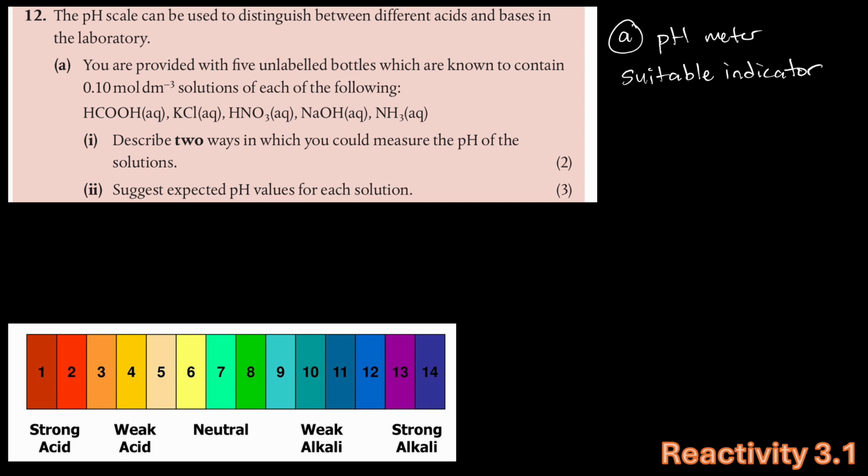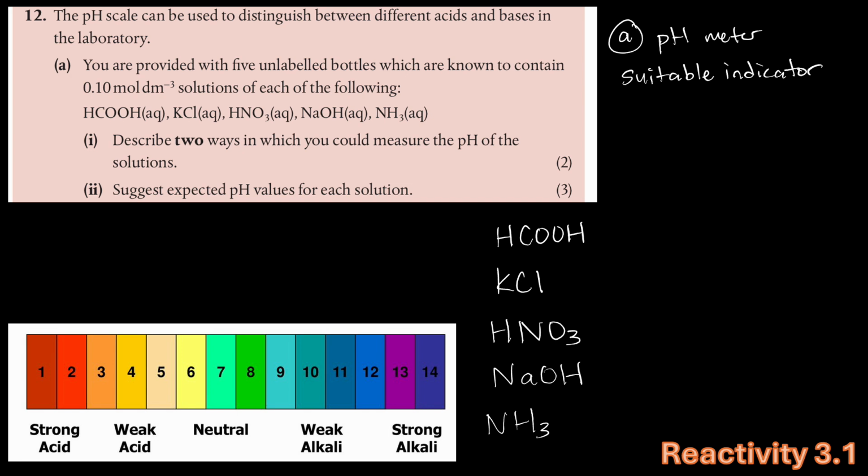Now the next part says suggest expected pH values for each solution. Now this is where memorizing those strong acids and strong bases comes into consideration, because if you know it's a strong acid, then okay, we know it's going to be between 1 and 2 of a pH. If it's not a strong acid, then we can assume that it's a weak acid. Same with bases. If we know it's a strong base, we know it's going to be somewhere around 13. But if we know it's a weak base, then we can kind of assume it's going to be somewhere between 9 and 11. So using that information is going to help you with questions like this.